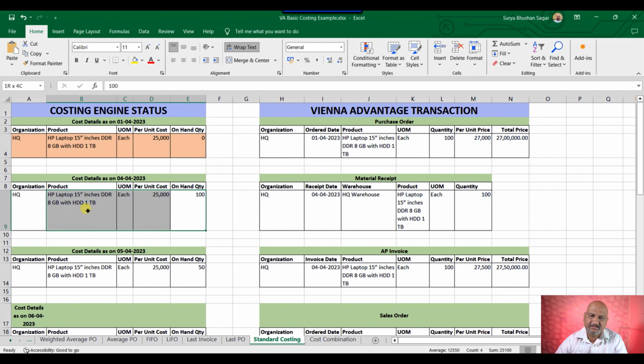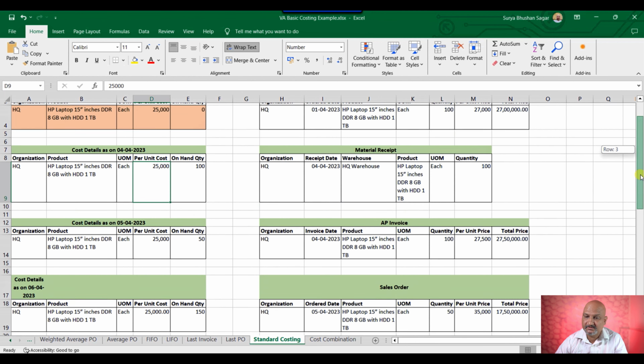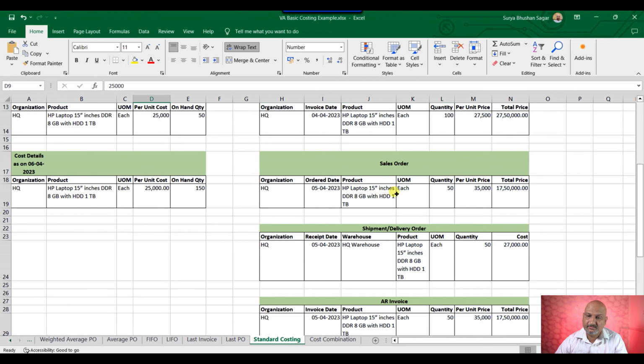It will never change; only the quantities get updated by the system. Your cost remains 25,000 only. Thereafter, when you process the AP invoice and there is any difference between the PO price and the AP invoice price, this difference is also not considered by the system, and your cost remains 25,000 only. When you are selling this product, whatever margin you want to earn, you just place that margin and derive your sales unit price.